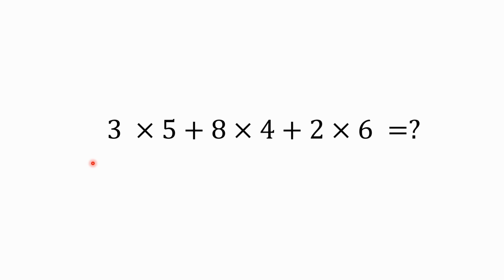We've got a mixed operations problem again for you today. So if you want to try to solve this one yourself, you can pause the video and we'll come back and solve it together. The problem is 3 times 5 plus 8 times 4 plus 2 times 6 equals what?